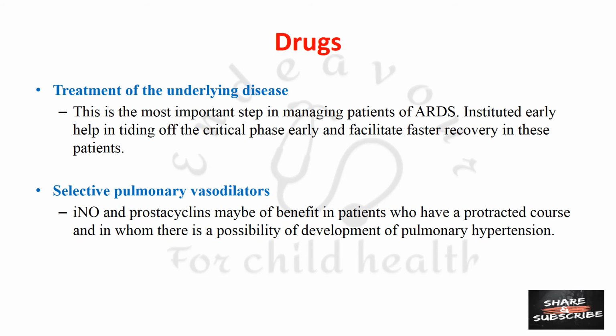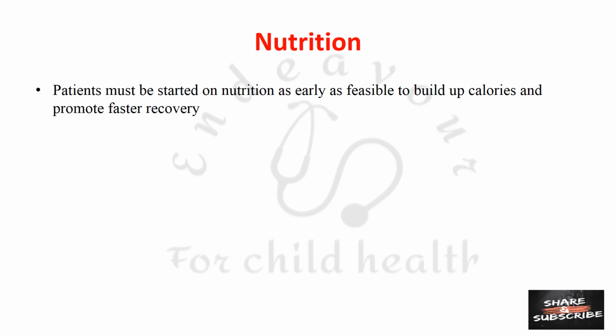Treatment of the underlying disorder is the most important step in managing patients of acute respiratory distress syndrome. Instituted early, it helps in tiding over the critical phase early, along with supportive management of course, and this facilitates faster recovery in these patients. Selective pulmonary vasodilators like inhaled nitric oxide and prostacyclins may be of benefit in patients who have a protracted course and in whom there is a possibility of development of pulmonary hypertension. Nutrition is a very important aspect in patients of ARDS. Patients must be started on nutrition as early as feasible to build up calories and promote faster recovery.